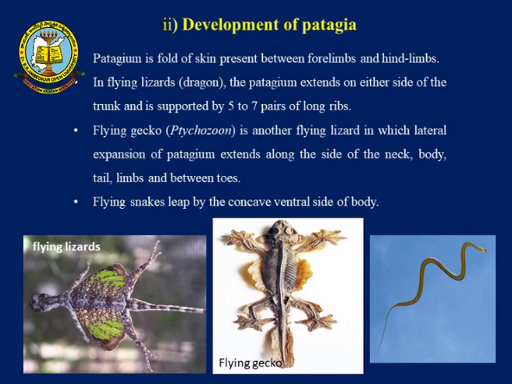You also find sometimes that there are flying snakes. And how are they able to fly? They leap by the concave ventral side of the body. The concave ventral part of the body in the snakes helps them to fly in the sky. So, this is a flying snake.